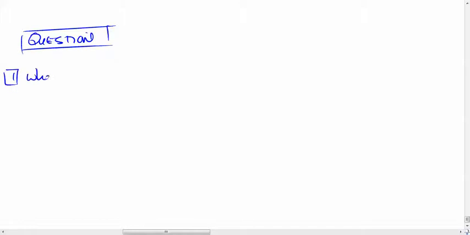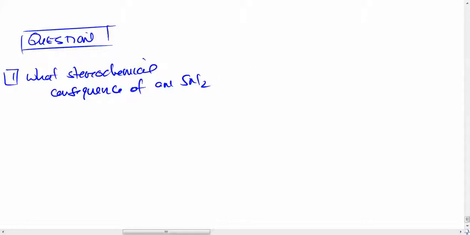Alright, just a couple quick questions. What is the stereochemical consequence of an SN2 reaction? What do you mean by consequence? Like what does it cause? If I did an SN2 reaction, what would that do to the stereochemistry of the product that I would form?